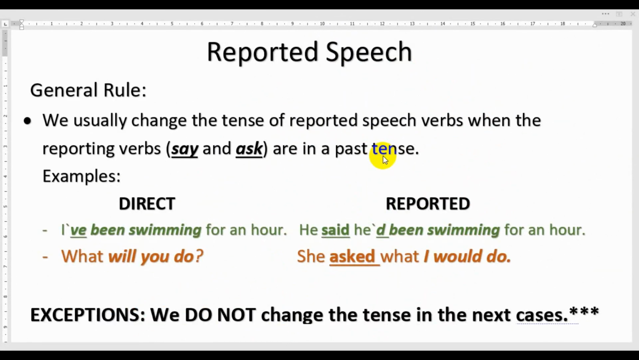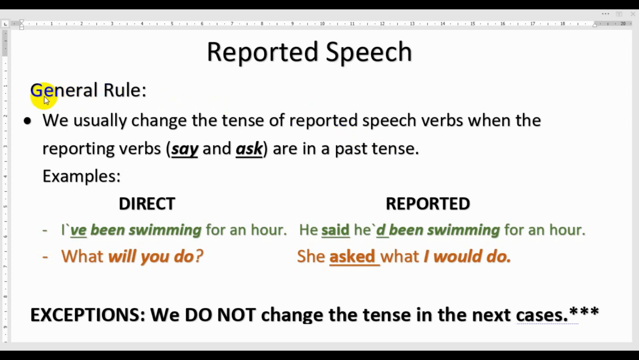Okay, dear students, in this section, I am going to explain something about reported speech. And in this part, what I'm going to do is a general review of reported speech, and I am also going to mention in which cases it is not necessary to change the grammatical tense. Okay, so let's start with this explanation.